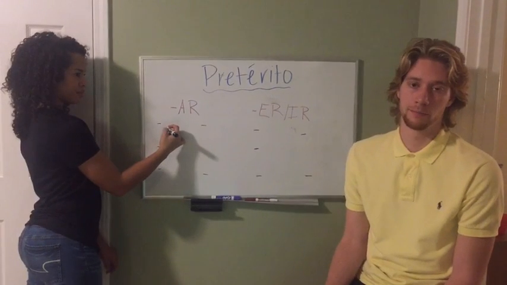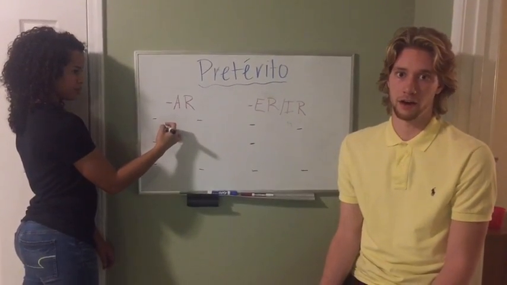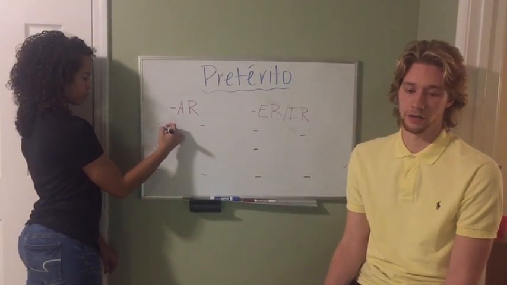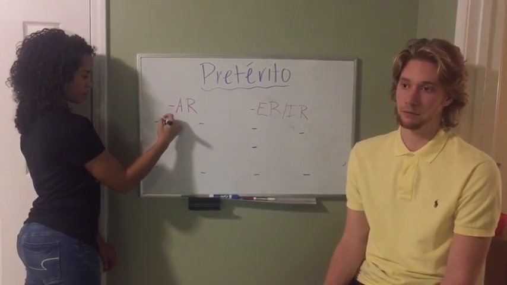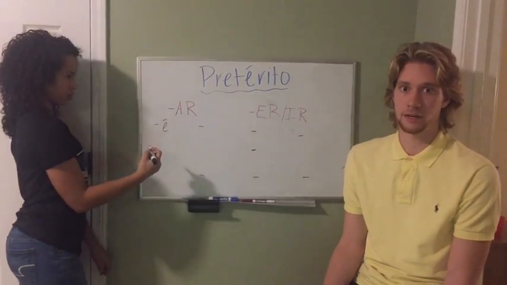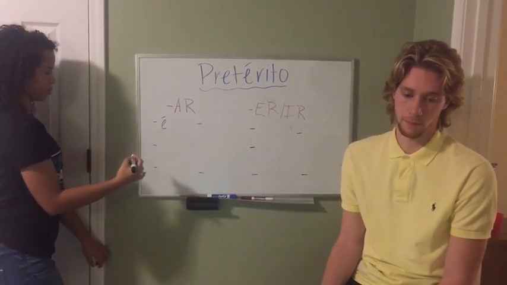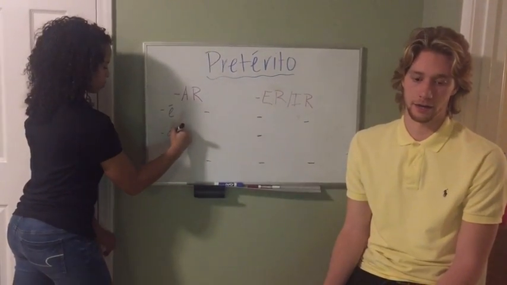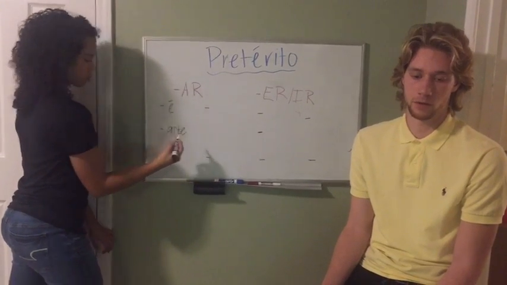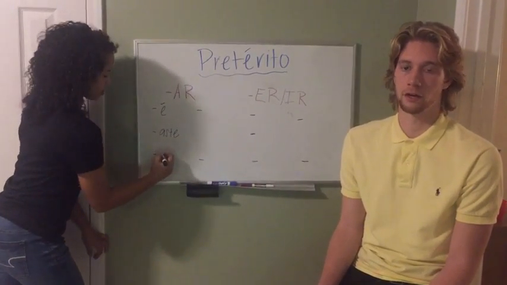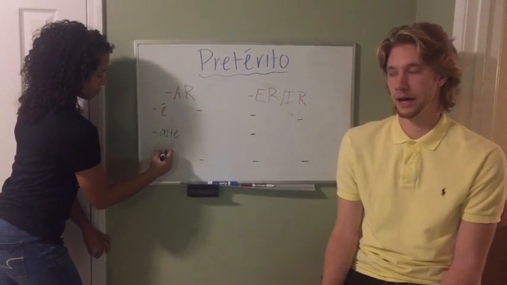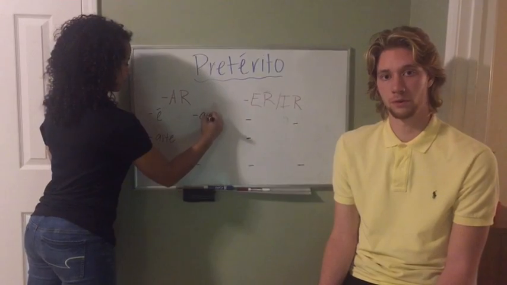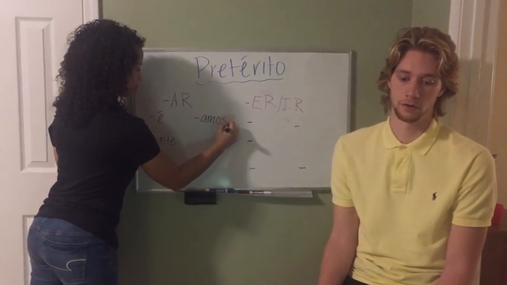In preterite form, the conjugation of AR, ER, and IR verbs change. In AR verbs in the yo form, the AR will be dropped and an é will be added. For the tú form, you'll drop the AR and add the ending aste. For the él, ella, or usted form, you will add an ó. For the nosotros form of an AR verb, you will add amos.